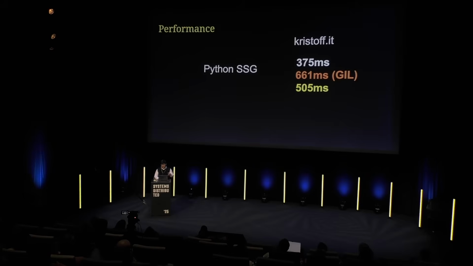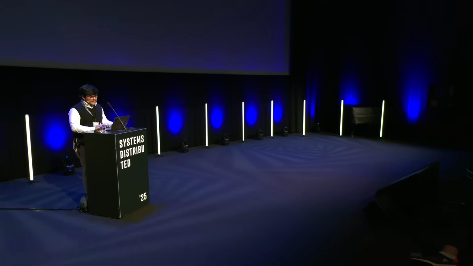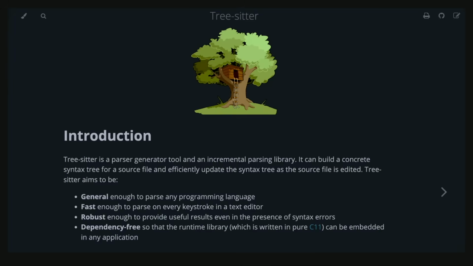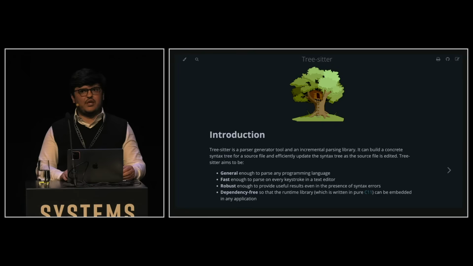CMark, the Markdown parser, and what I'm going to show you now are pretty much the only two big external dependencies that I have. The other one being Treesitter. Treesitter is a parser generator library. It's used by text editors, for example, to give you syntax highlighting.